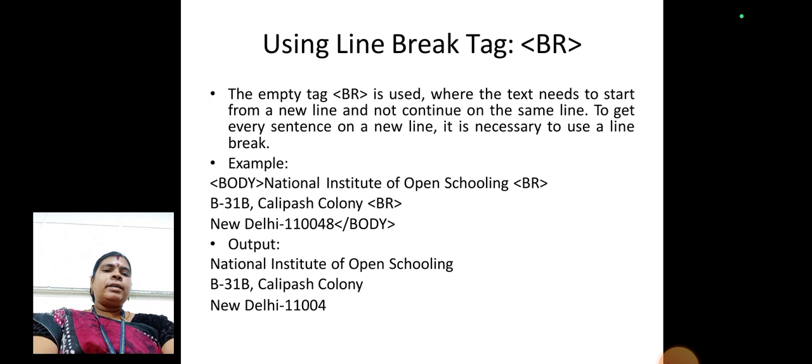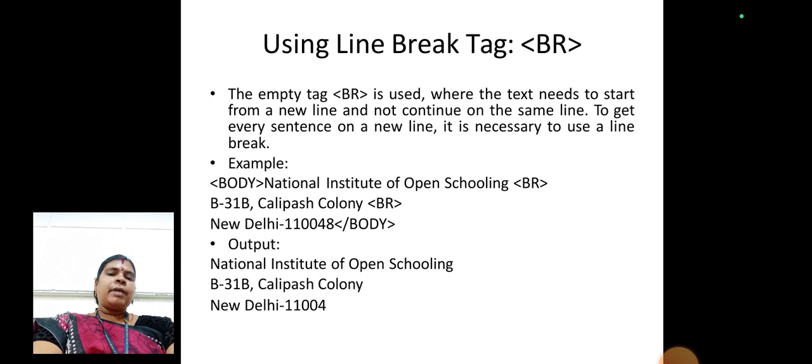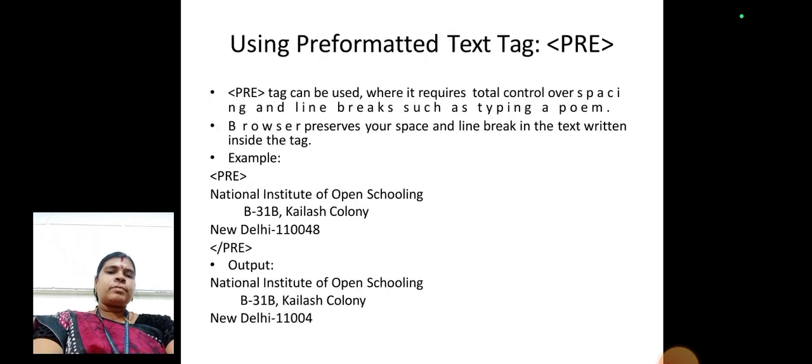Example: body tag, National Institute of Open Schooling, break, B-31B, Kailash Colony, break, New Delhi, 110048, closing body tag. Output: the text will be displayed as National Institute of Open Schooling, address B-31B, Kailash Colony, New Delhi, 110048.